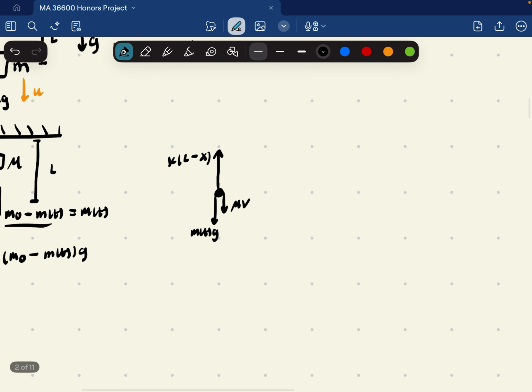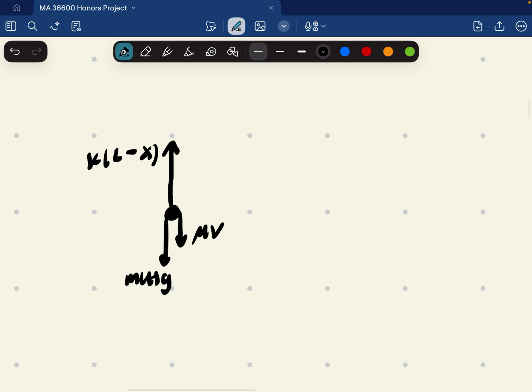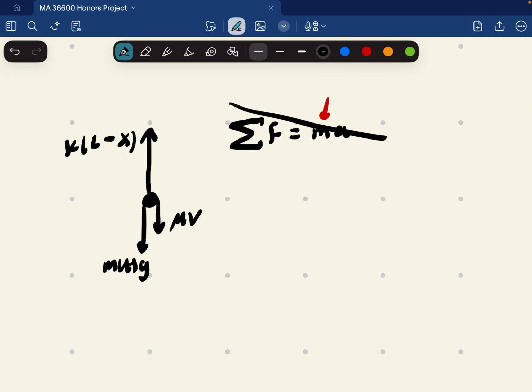Now, there is one problem that arises from this. Usually what we do is we say the sum of the forces is equal to the mass times the acceleration. This is Newton's second law, or a version of it. However, this is not going to be applicable in this particular case because the mass is not constant. This equation assumes that the mass is constant, and in this case, it's not. So I cannot use this equation.